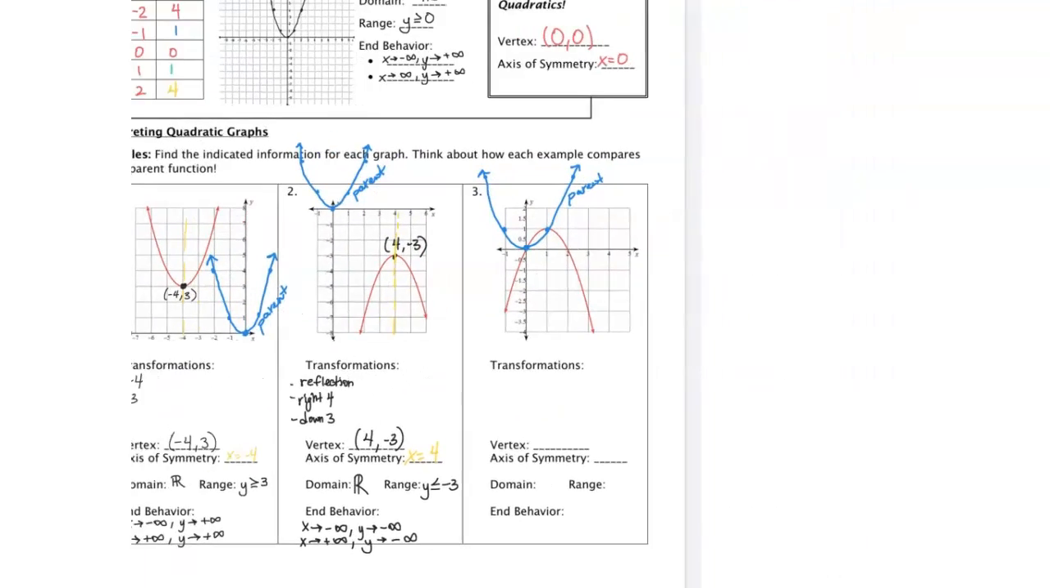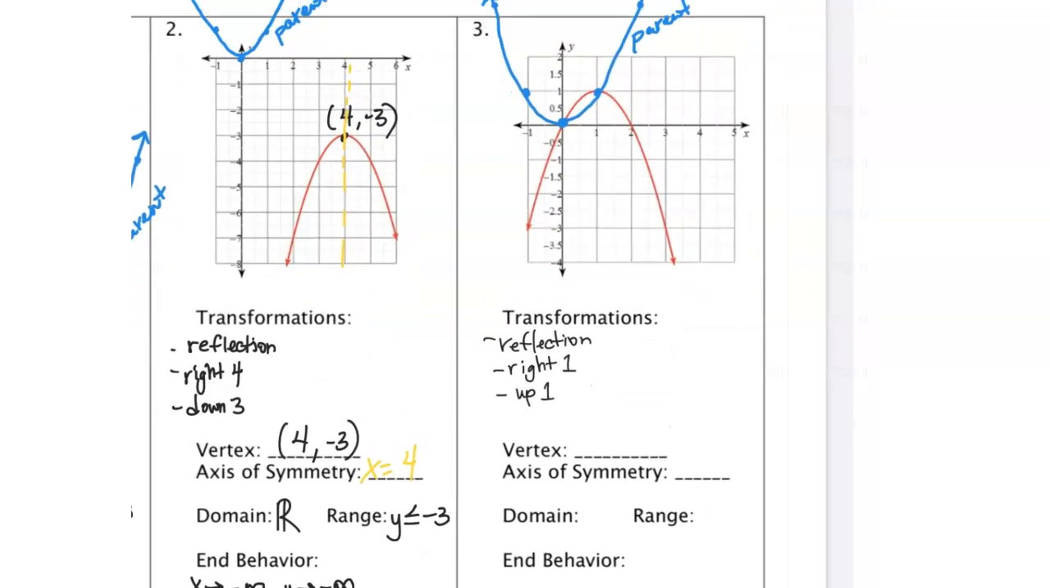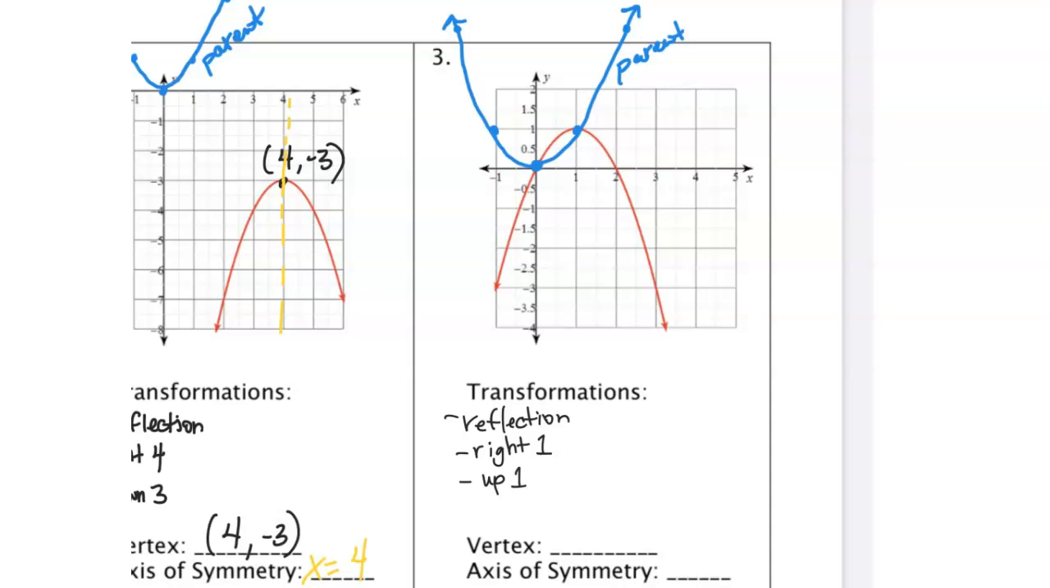Okay, let's try the last one, number 3. Noting where our parent function is here, we should be able to see that our new graph has been flipped over. So that's a reflection. In addition to that, if you look at the vertex of the original and the vertex of the new one, it's been shifted one to the right and one up. So right 1 and up 1 are our other transformations. Okay, noting the axis of symmetry for our newest graph, it's here, and that's at the point 1, comma 1.